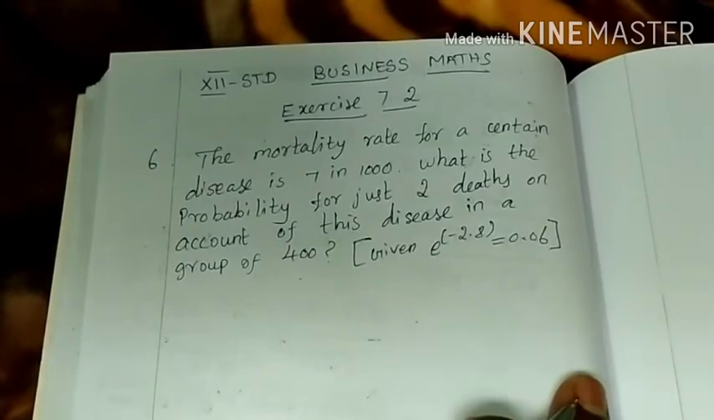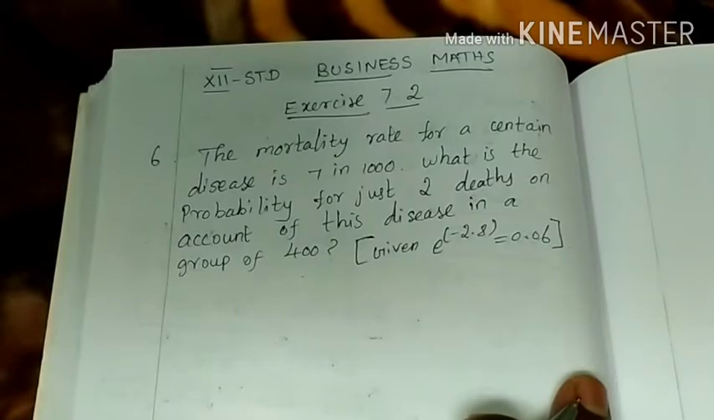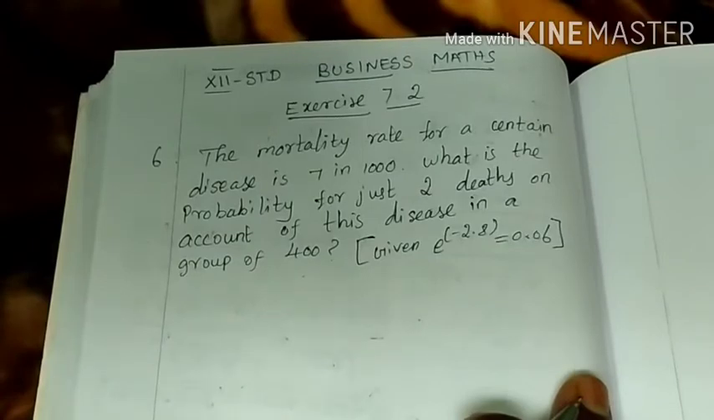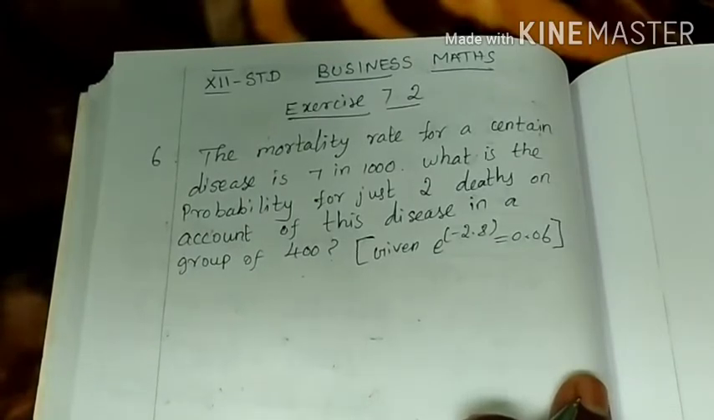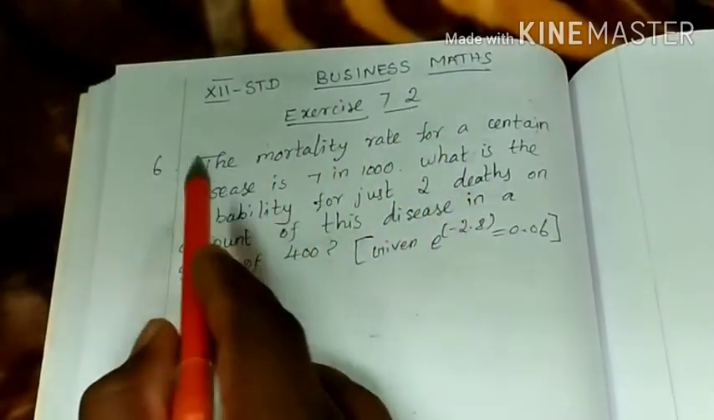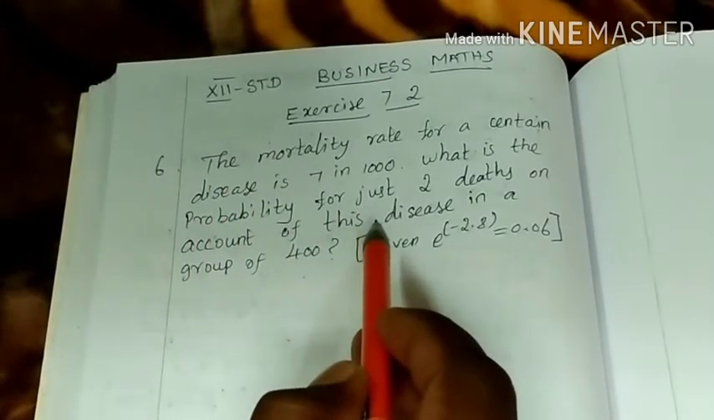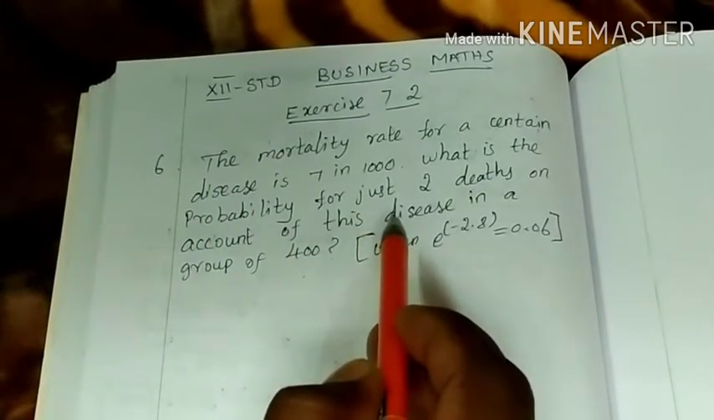Last class, we discussed the binomial distribution and applications of the binomial distribution. In this section, we are going to see the Poisson distribution and its application. Exercise 7.2, sixth question. The first 5 questions are your basic definitions and properties of the Poisson distribution.